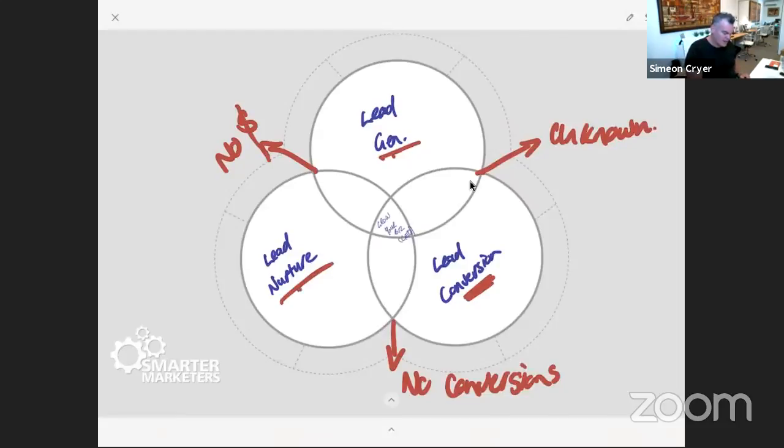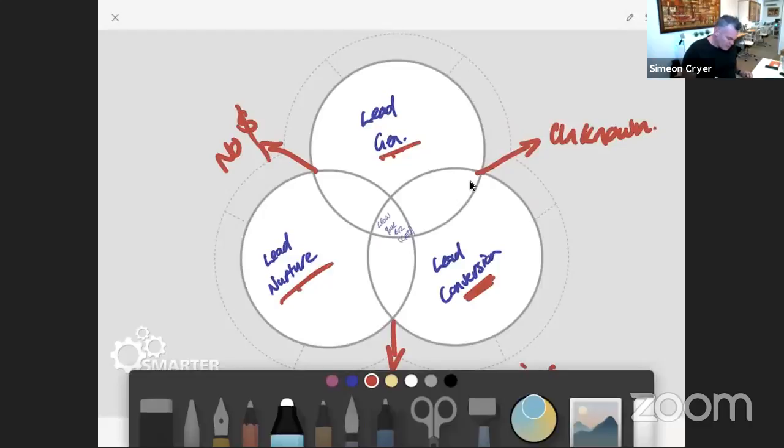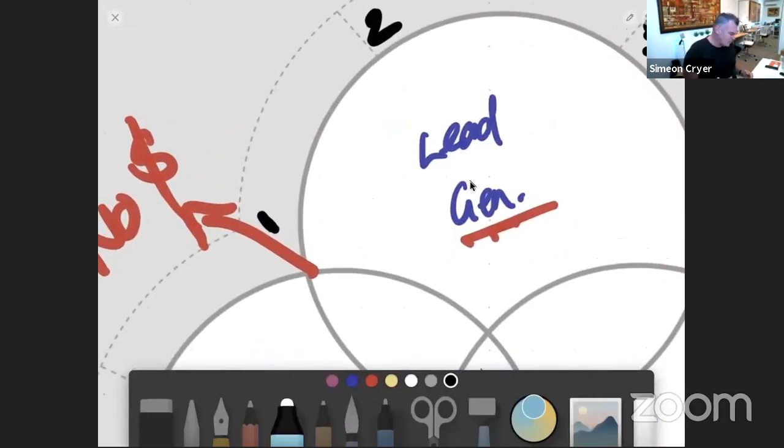I want to break down each one of these into three components. We'll start off with lead generation. I think you'll find this super helpful. With the lead generation conversation, there are really three parts to it. You can see I've got three subsections up the top here, 1, 2, 3, and I'll break them down for you a little bit, and let's get into it. So, three different subsections of lead generation.